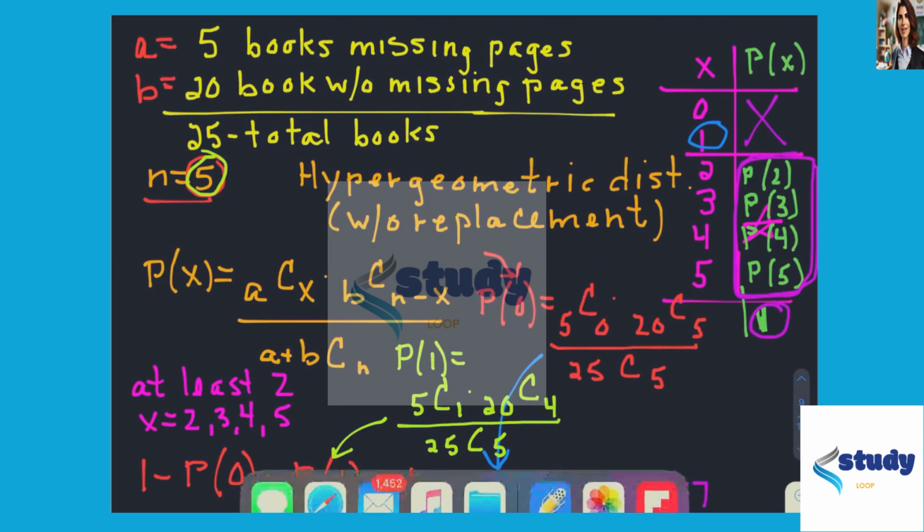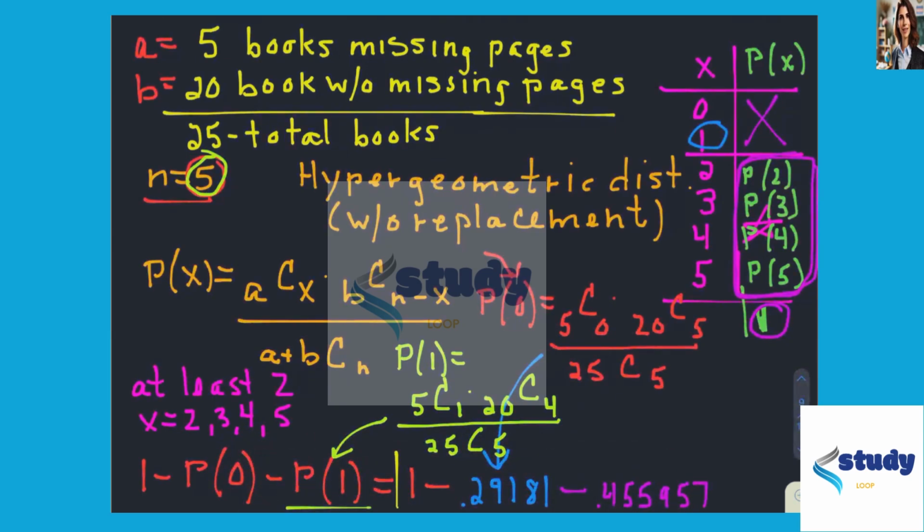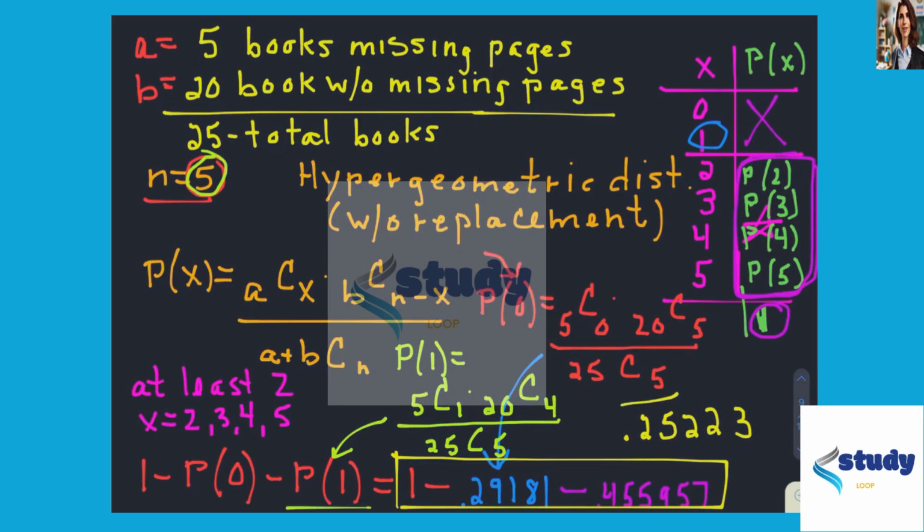And when I calculate the entire problem out, when I do this math right here, I'm going to end up with a probability of approximately 0.25223. So that's the probability of reaching into a lot of 25 books, randomly selecting 5, and coming up with at least 2 books that have missing pages.